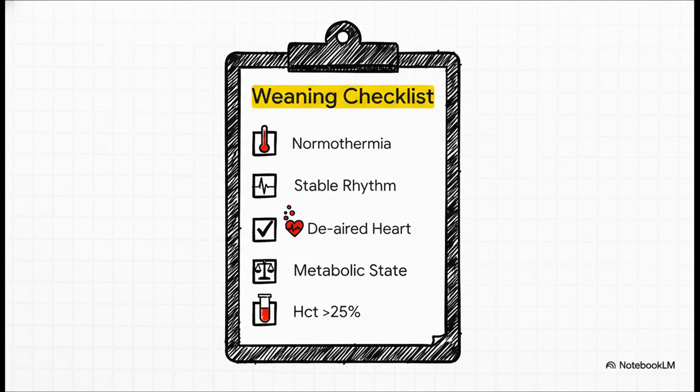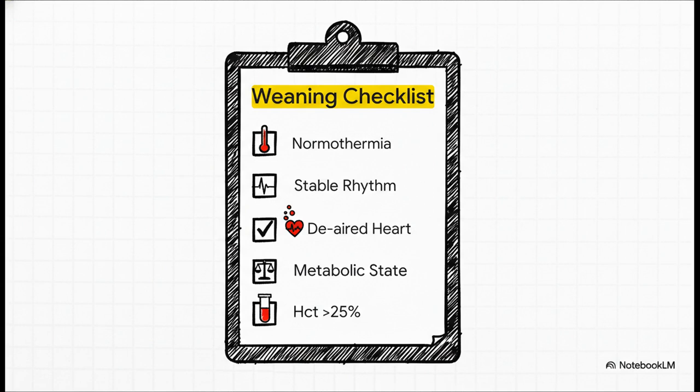Weaning from bypass isn't just a single event, it's a systematic process. Before we even start, there's a whole checklist of physiologic prerequisites that must be met. The patient must be warm, with a core temp above 36 degrees. We need a stable, effective cardiac rhythm. Because the donor heart sinus node can be sluggish after being ischemic, epicardial pacing wires are almost always used. We have to meticulously de-air the heart chambers under TEE guidance to prevent a catastrophic coronary or cerebral air embolism. And of course, the metabolic environment has to be perfect.